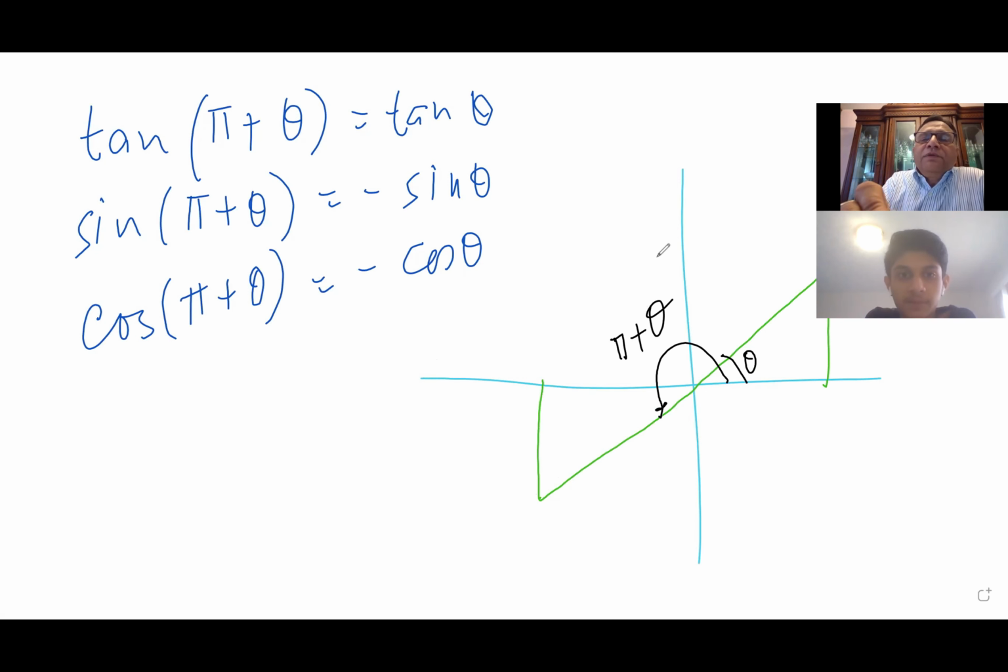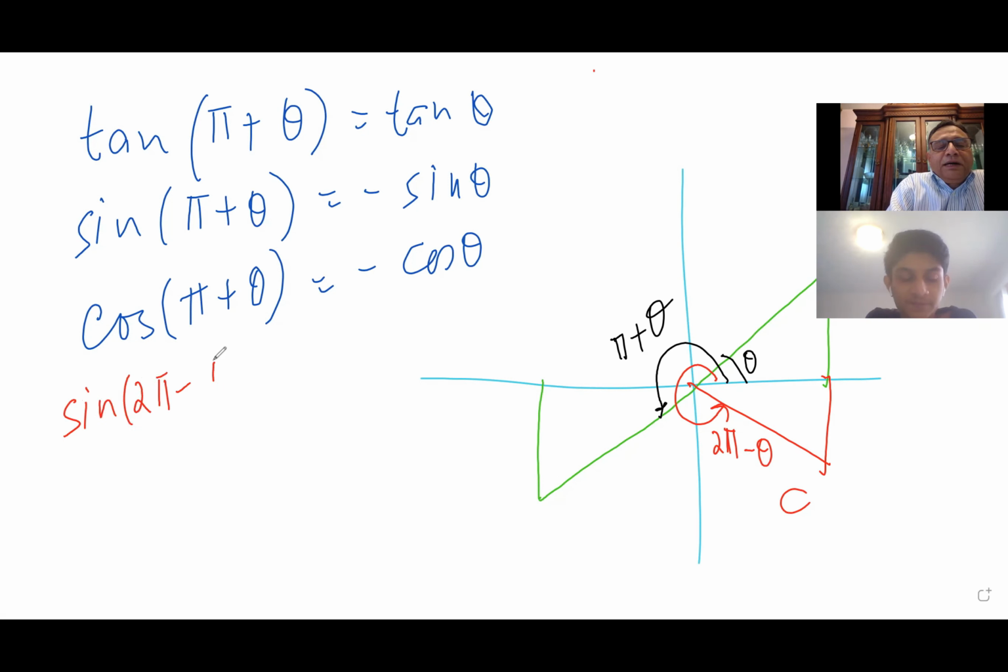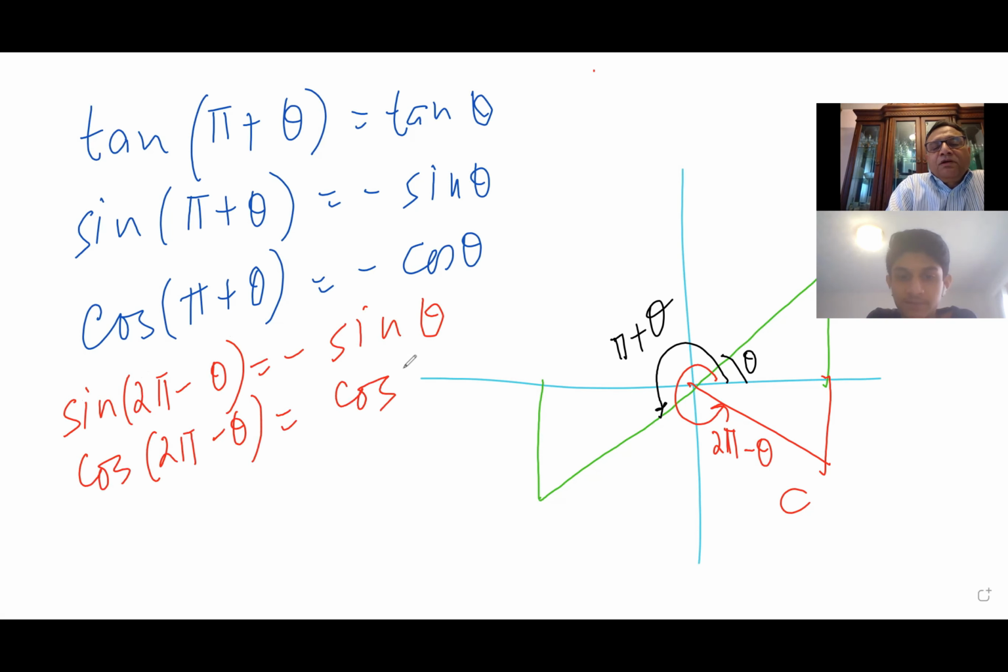Perfect. Now, if I move it further, let us say to this position, so this angle is how much? 2 pi minus theta. So here only cos will remain positive, right? If I write sine of 2 pi minus theta, it will be minus sine theta. Easy to remember, right? Do you see that? Yes, sir. Just a basic concept. Cos will remain positive and the others will become negative.